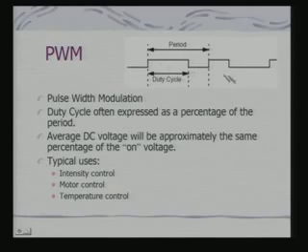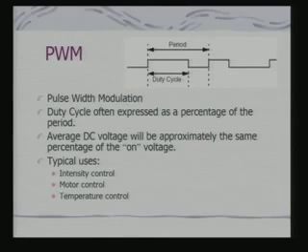And this duty cycle is expressed typically as a percentage of the total period. And if we change this duty cycle, what will happen? The average DC voltage would change. So, what we can think of is that the average DC voltage will be approximately the same percentage of the on voltage. I can do more elaborate and actual calculations, but conceptually the picture is like this: the average DC voltage will be approximately the same percentage of the on voltage.